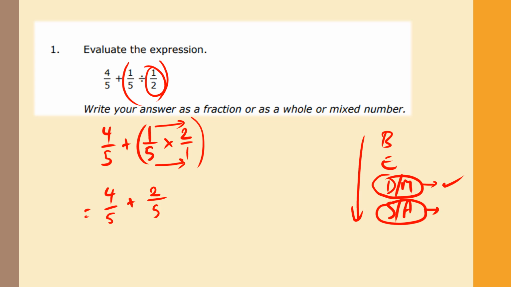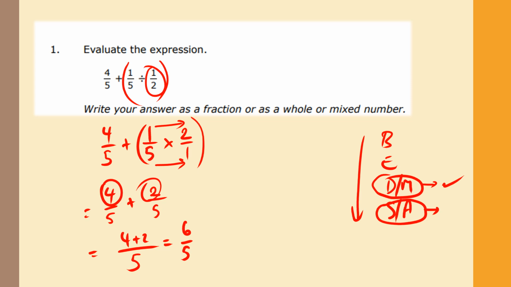Now when we add or subtract fractions, the denominators at the bottom must be the same before we can add or subtract the numerators. So since they are indeed the same, which is 5, we keep that denominator and we proceed to add the numerators, 4 plus 2. And 4 plus 2 is 6 over 5.